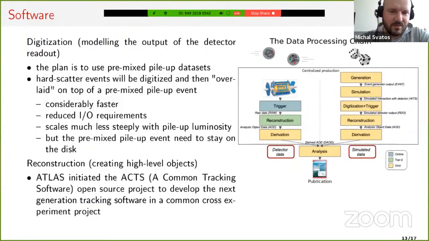Right now, I don't have a real number of how many petabytes this can be, but it could be significant. For reconstruction, which is creating of high-level objects, I can just make a general remark about ACTS, which is a common tracking software, an open source project to develop tracking software.